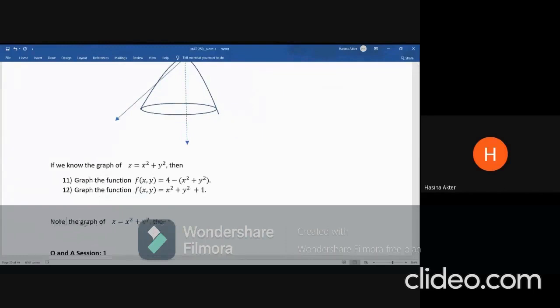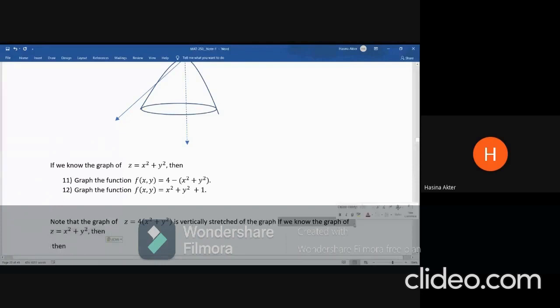Note that in the graph of this, I'm factoring out 4. The equation you gave me, 4x² + 4y², I'm factoring out 4. So note that the graph of this is a vertically stretched graph of this.